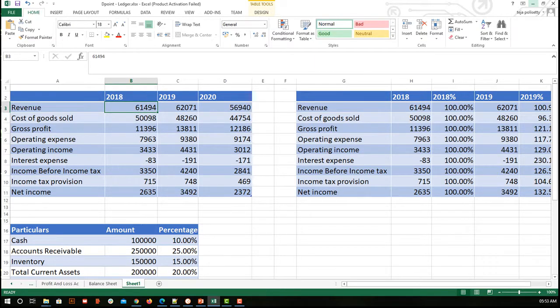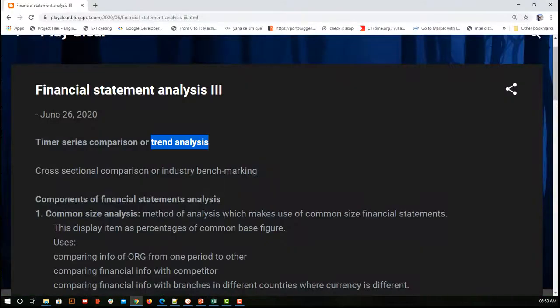Similarly we can find for other attributes what the trend is in a specific organization during different time periods. So that is our time series comparison for finding the trend analysis.